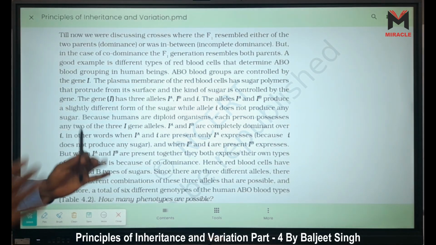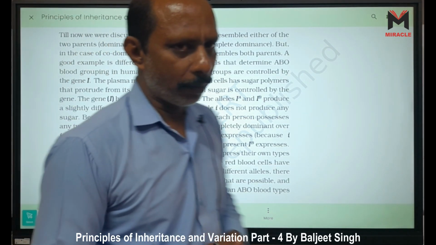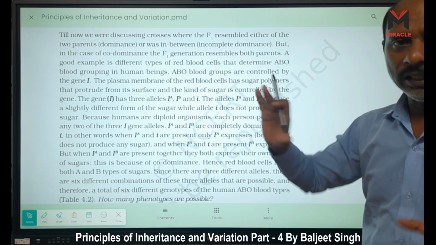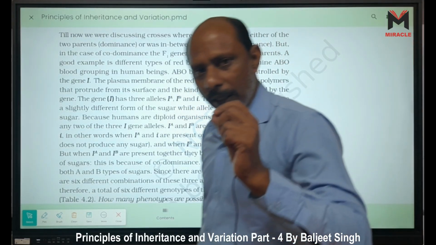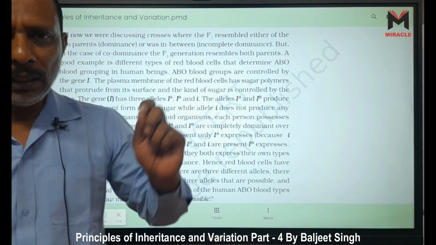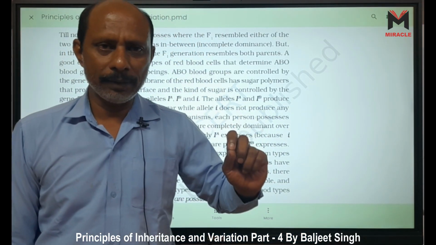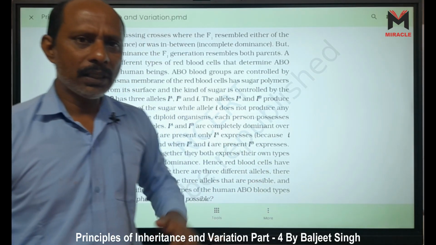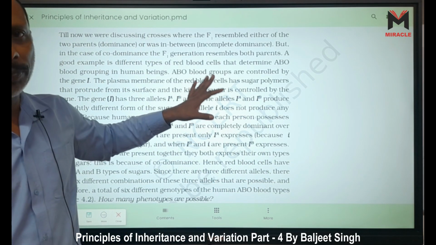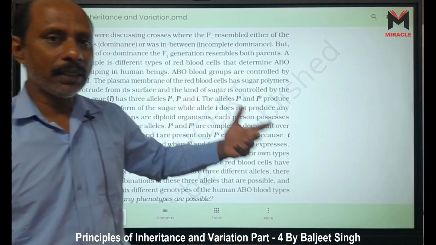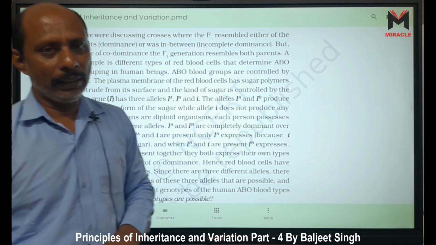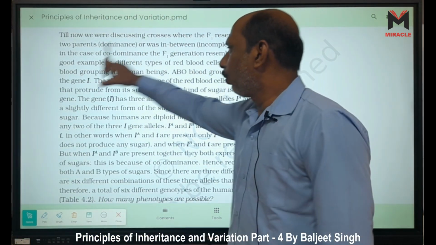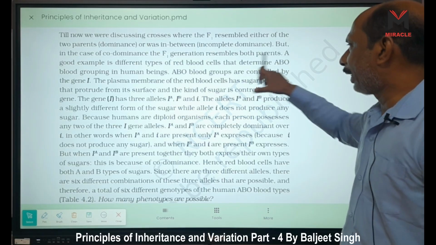Here you understand. One more thing I tell you here, because how many alleles are there? Here 3 alleles are there. A, B and recessive, that is small i, right? Because here more than 2 alleles are there, so it is also called polyallelic, right?